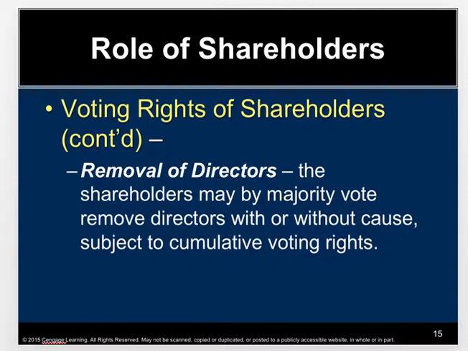With cause means that the directors did something improper. I believe one of the other classes we talked about ultra vires, an act that's ultra vires. That would be an example of when a director may be removed for cause, or if a director breaches their fiduciary duty, for example, then they would be removed with cause.